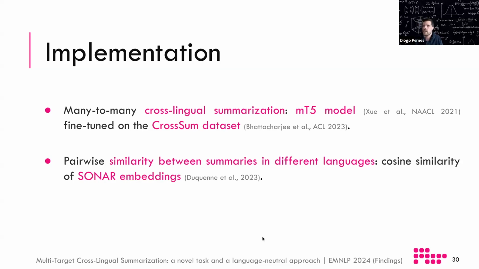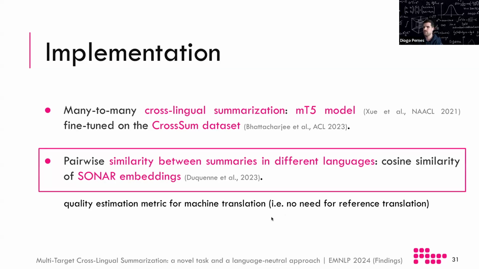And then to evaluate the similarity between summaries in different languages, we used basically the cosine similarity of Sonar embeddings. Sonar is an embedding model that, as I mentioned earlier, you give it a sentence in a language and it produces an embedding for this sentence that basically ignores the language ideally and only cares about the semantics of the sentence. And so we have all that we need to implement the model. There were other metrics that we could have used to implement this similarity. If you look for quality estimation metrics in machine translation, basically any of those would work here. We use this one just because it was the most recent model at the time, and I think that it still is.